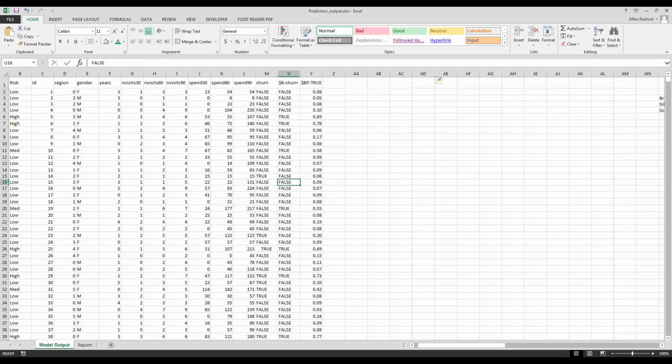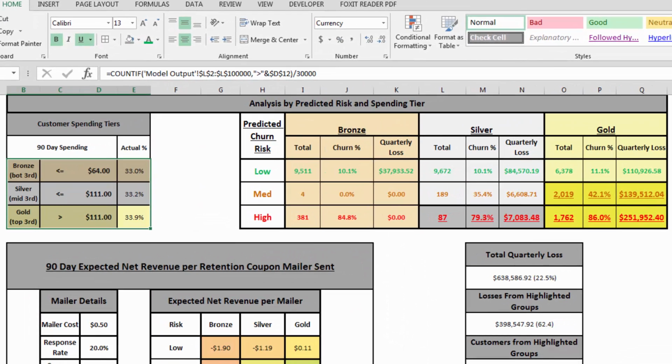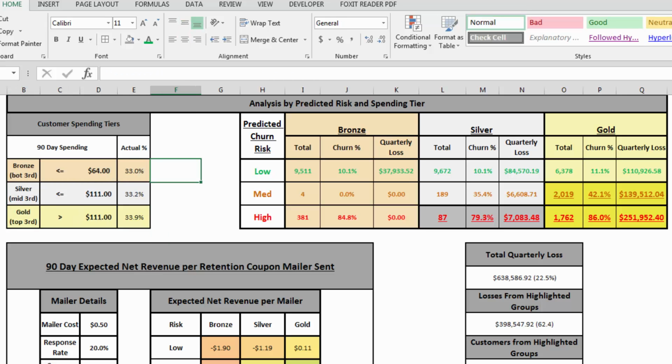I use these scores to split customers into three groups: high, medium, and low risk to churn. We then split customers into three approximately equally sized groups: gold, silver, and bronze levels, based on the revenue they produced in the previous quarter.